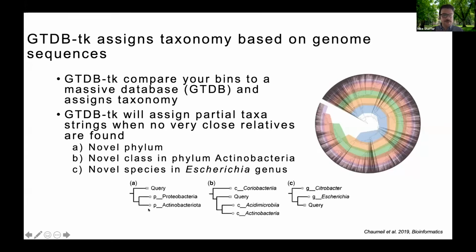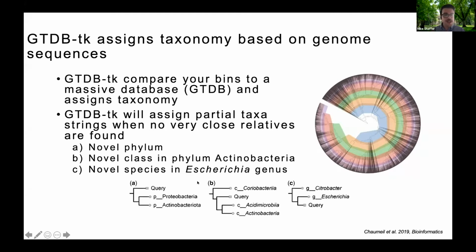In tree A, you can see that there's the phylum Proteobacteria and the phylum Actinobacteria, which are clustering together within this branch. But outside of that group is our query sequence. So that's going to be our MAG of interest. And because it's clustering away from all the other known phyla, we'd say this is a novel phylum and only assign the domain bacteria to this organism.